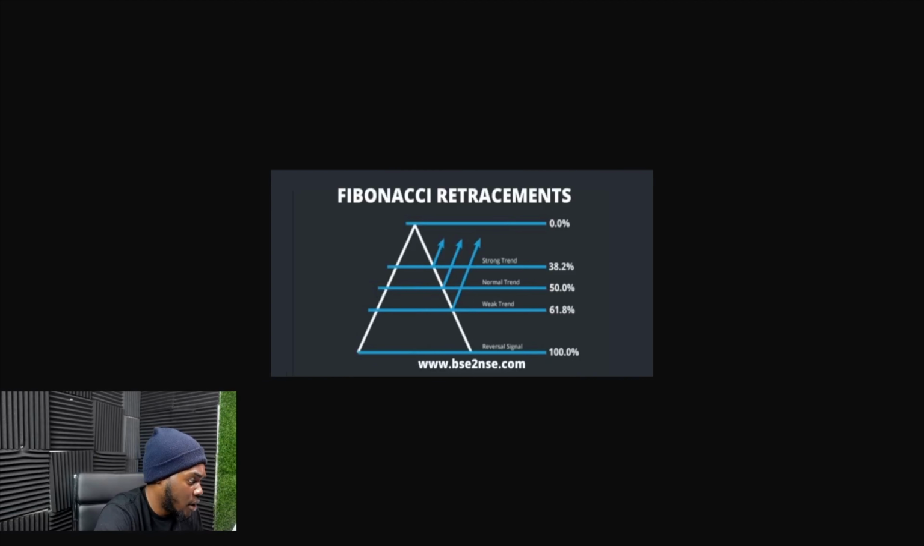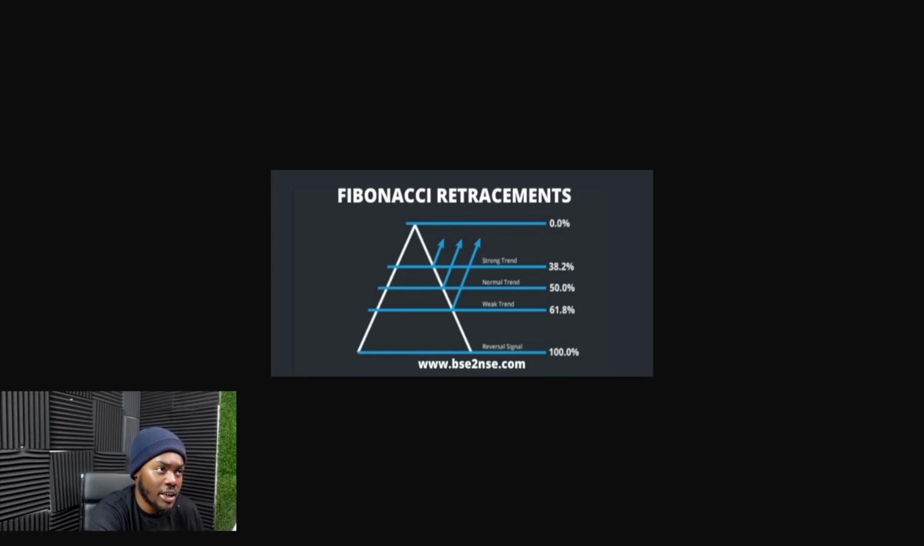Initially, if the market is in an uptrend and the market pulls back to the 38.2, it is considered a strong trend. Same thing, if the market pulls back to the 50%, it is considered a normal trend. Now, take into consideration that it says normal trend. So if the market is in an uptrend, it is normal for the market to pull back 50% and then continue to go up in its direction.